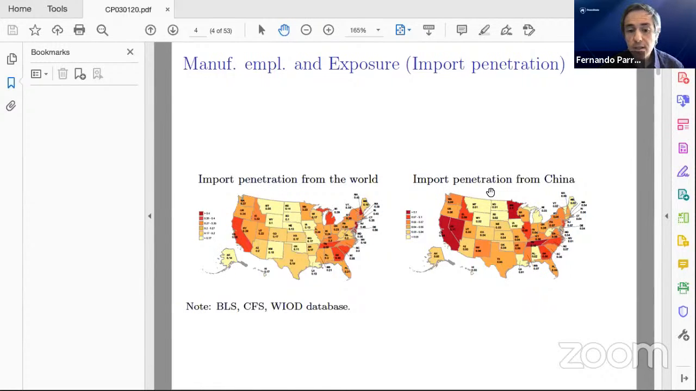So in order to answer these types of questions in this paper, we developed a dynamic model that crucially is going to feature forward-looking decisions of households on where to supply labor, forward-looking decisions of firms on entry, exit, and where to locate production, and capital accumulation.